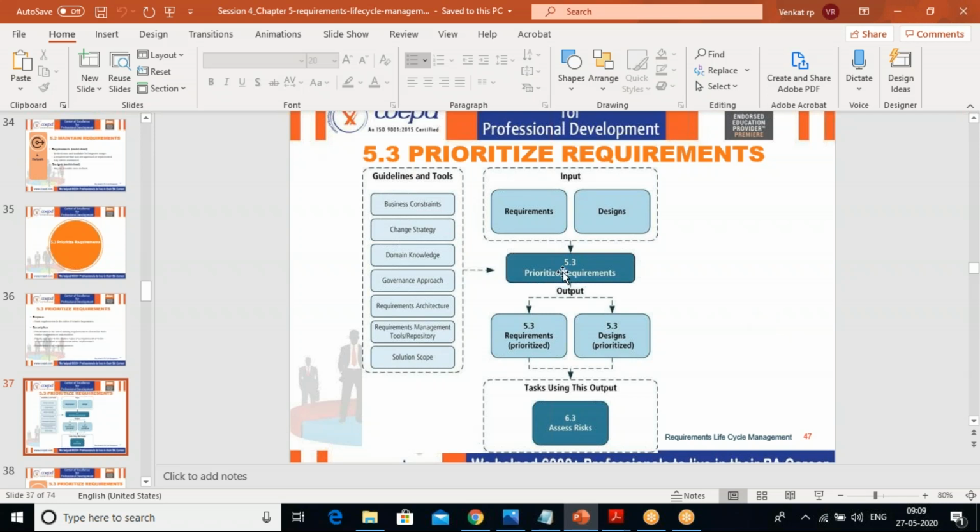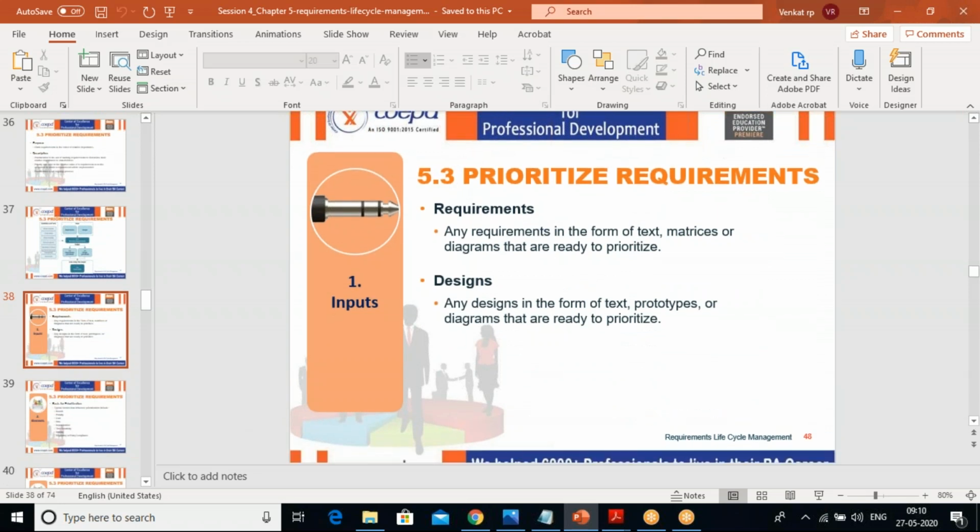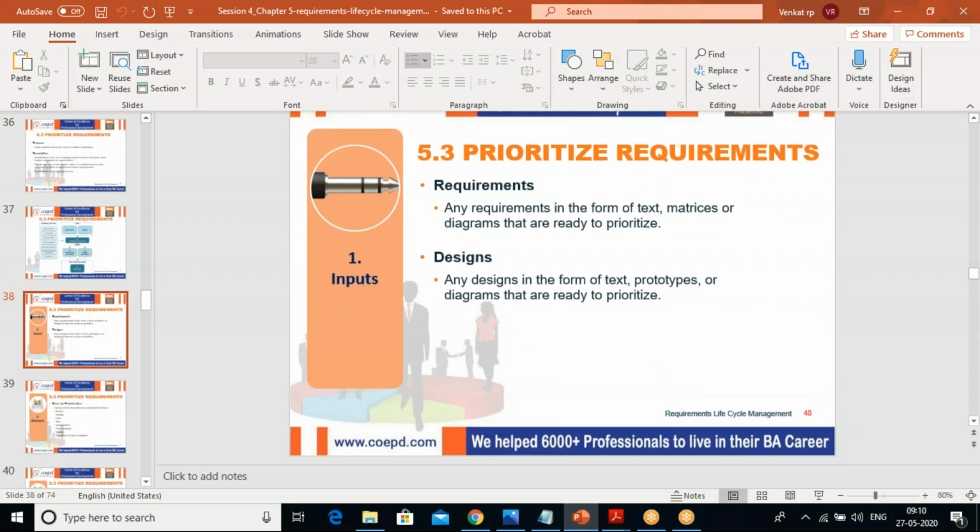Okay. So to prioritize the requirements, we take the requirements and designs as the inputs, and the outputs would be requirements prioritized and design prioritized. The guidelines which we use are business constraints, change strategy, domain knowledge, governance approach, requirements architecture, requirements management tools and repository, and solution scope. All this is taken as the guidelines.